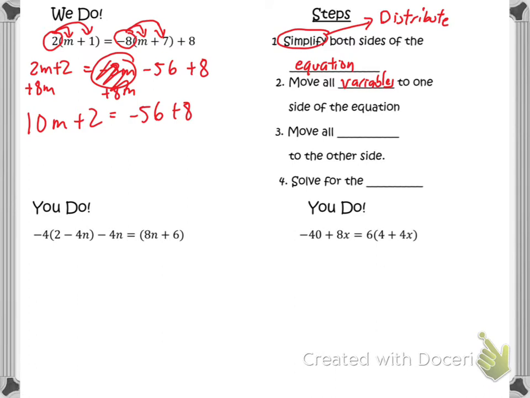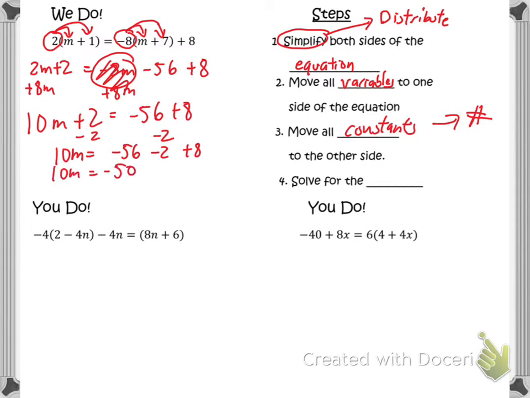And the third step will be move all, what's the vocab word? Constants, which are just numbers without variables. So that means moving this 2 to the other side, which I have 10m is equal to negative 56 minus 2 plus 8. Let's go ahead and simplify that. This will give me 10m equals negative 50, because negative 56 and negative 2 is negative 58. Negative 58 plus 8 will give me negative 50.